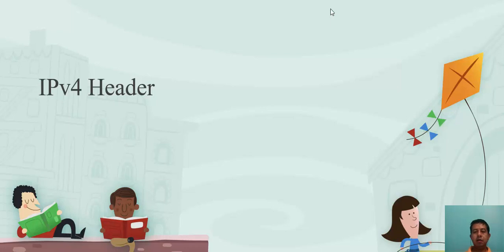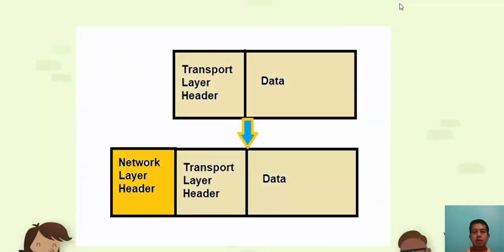Now that we have discussed the different aspects of IPv4 addressing, let us today concentrate on the IPv4 header. Now we have seen that whenever a packet arrives from the transport layer to the network layer, it adds its own header information. Because there are two versions of IP, IP version 4 and IP version 6, and both have different types of header information, today we'll concentrate on the IPv4 header.